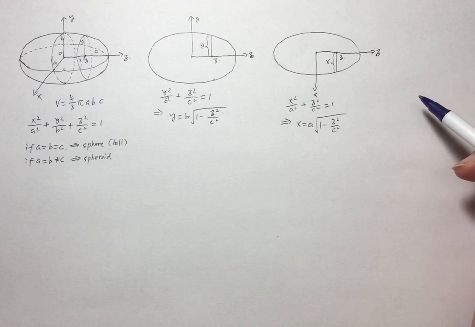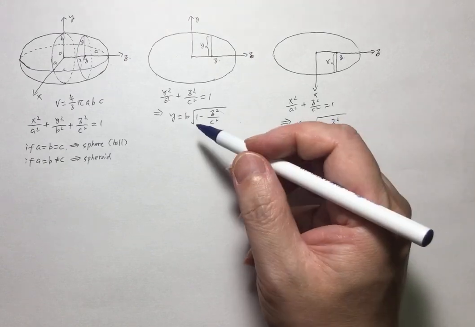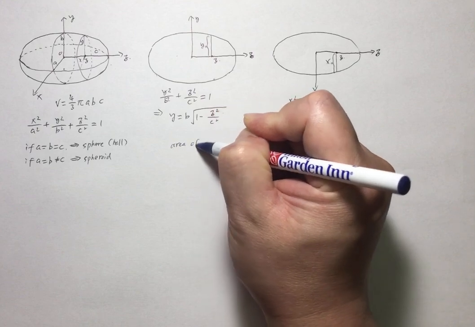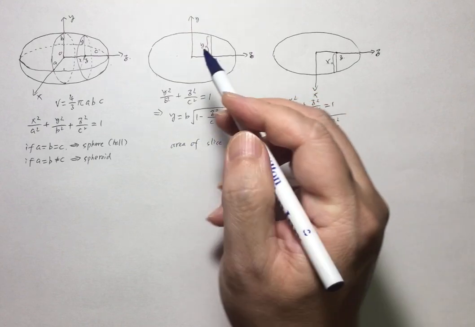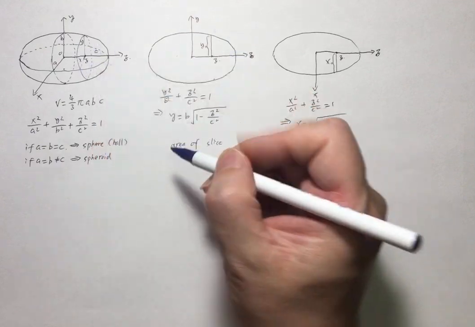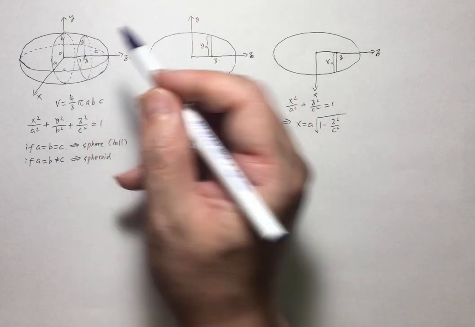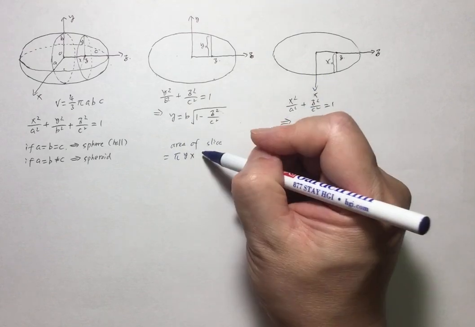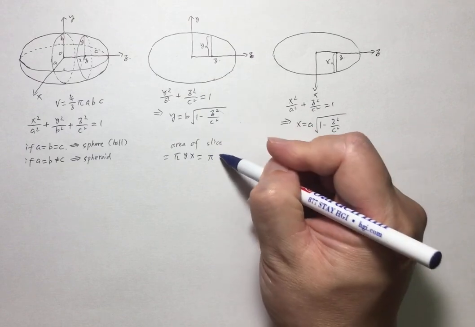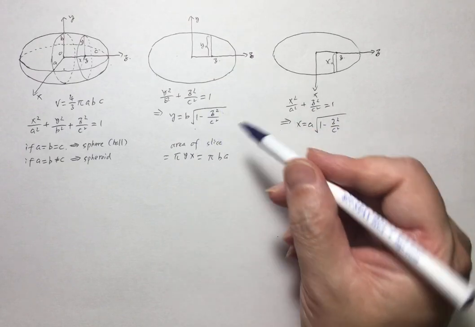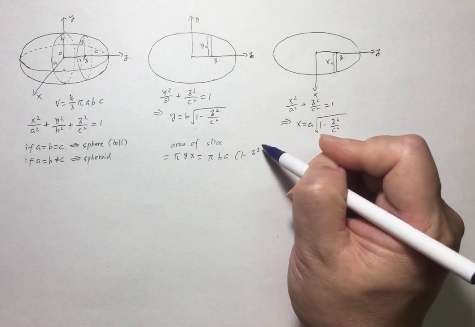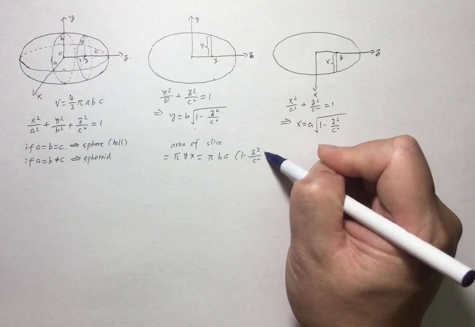In the previous tutorial, we learned that the area of an ellipse is pi ab, where a and b are the two axes of the ellipse. So the area of this slice, which is an ellipse, becomes pi yx. Then we plug y and x here, and it becomes pi ba. These two square root terms are the same, so it becomes pi ba times 1 minus z squared over c squared.